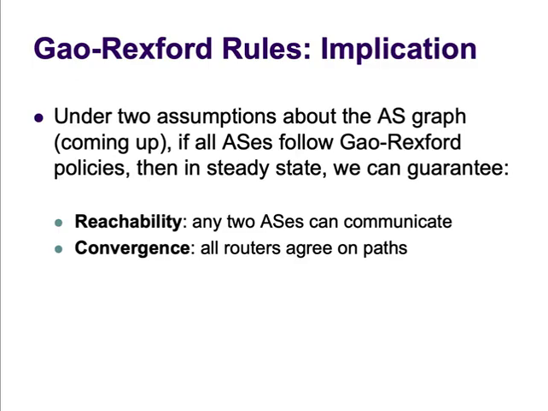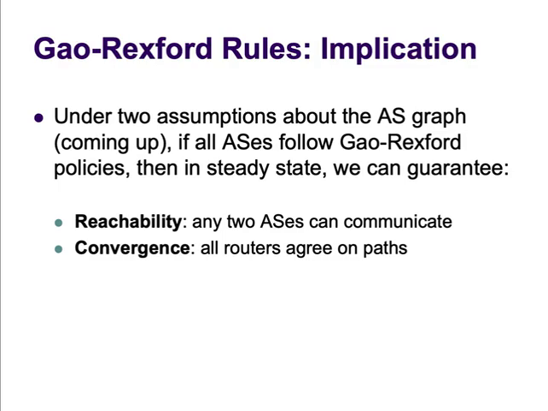Okay, so the last point to make about the Gao-Rexford rule is that it allows us to state a fairly powerful statement about interdomain routing, which is that under two assumptions about the AS graph, which I'll get to in a minute, if all ASs follow the Gao-Rexford policies, then we're guaranteed two properties, reachability and convergence. Reachability means any two ASs on the internet are guaranteed to have a path. They can communicate. And convergence meaning all routers will agree on that path.